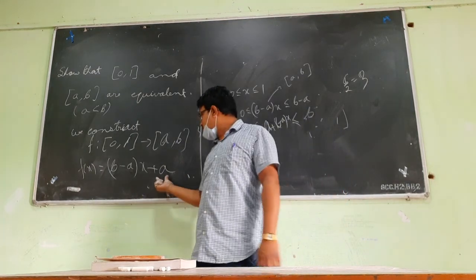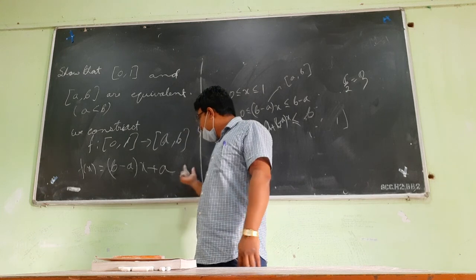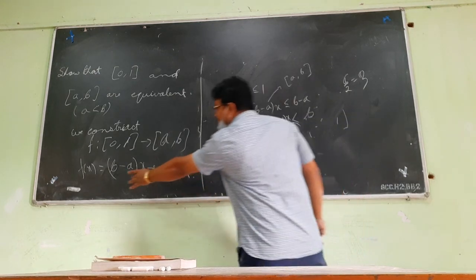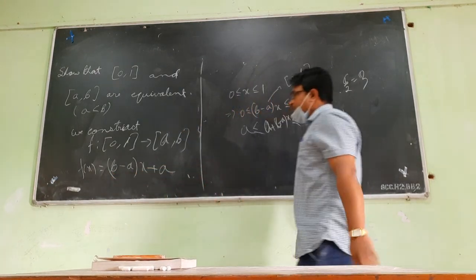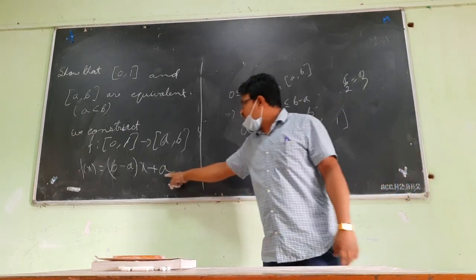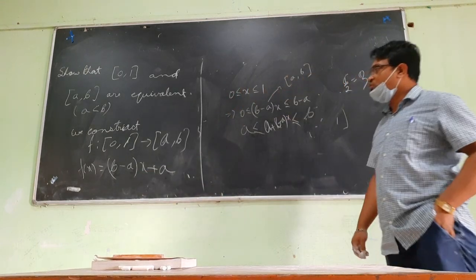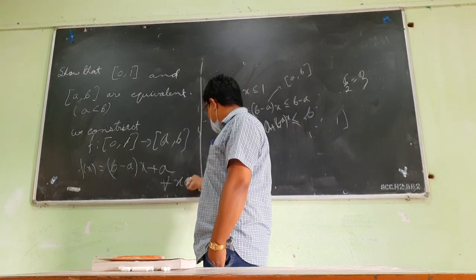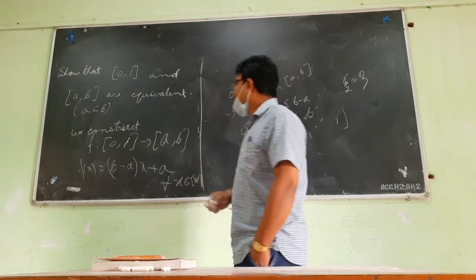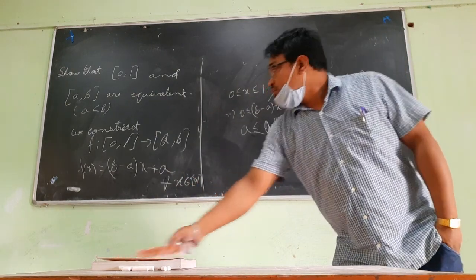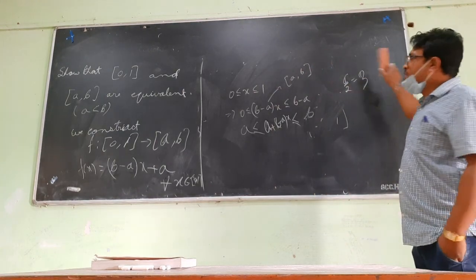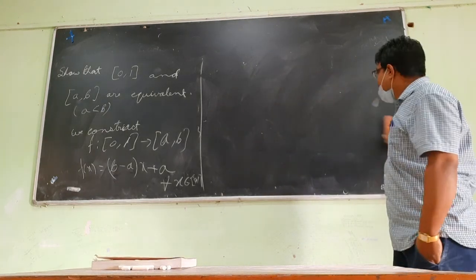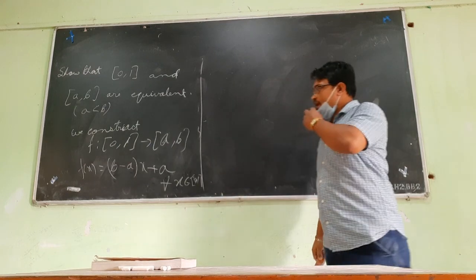So this will give you the shift, and this will give you the scale. This is the scaling, and this is the linear translation. So this translates and this scales. At home you try to show that this is a bijection for x belongs to 0, 1. So 0, 1 and AB are equivalent for any A and B. Okay.